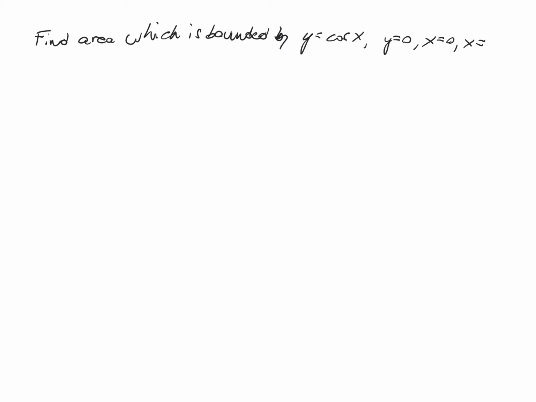Find, for example, the area which is bounded by y equal cosine of x, y equal to 0, x equal to 0, and x equal to 3 pi over 2. It's always best to first make a sketch of the area so you can see where the functions are lying and which one is the upper function and which one is the lower function.